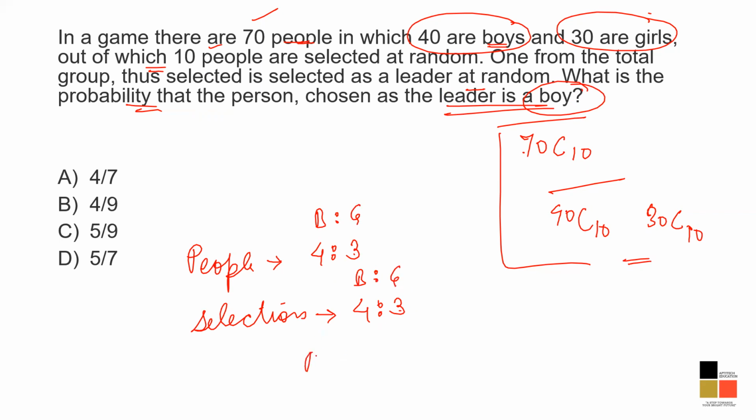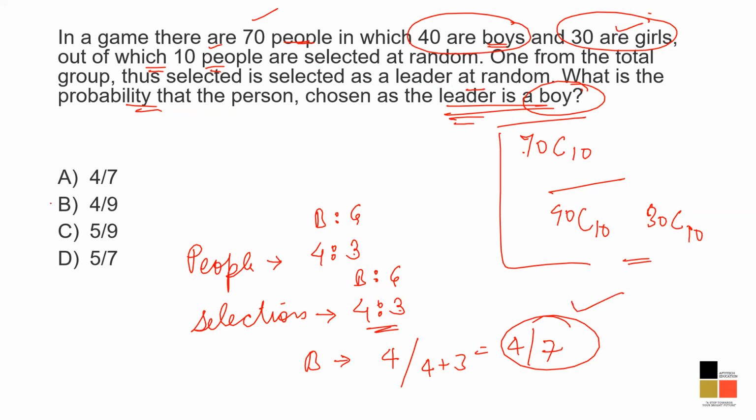That means for a boy, the probability directly becomes 4 divided by 4 plus 3, that is 4 by 7. So if out of a group of 70 people, of which 40 are boys and 30 are girls, even if 10 people are selected, the probability that the leader selected is a boy is 4 by 7. My answer is option A, that is 4 by 7. Very simply, the selection ratio of boys and girls and the people ratio of boys and girls are the same. That means if you're selecting a boy, it is going to be 4 divided by 4 plus 3 only. My answer would be A, that's 4 by 7. Let's go for the next one.